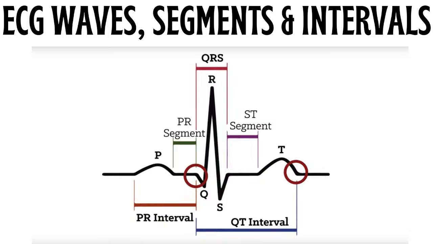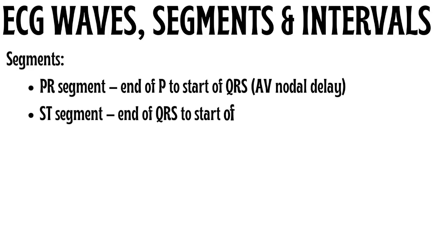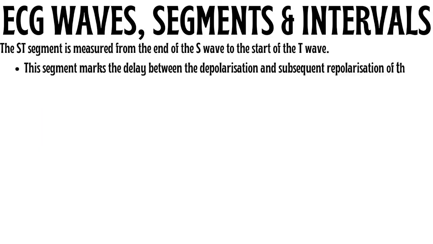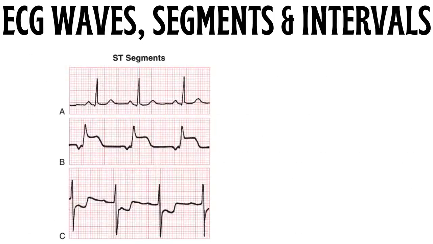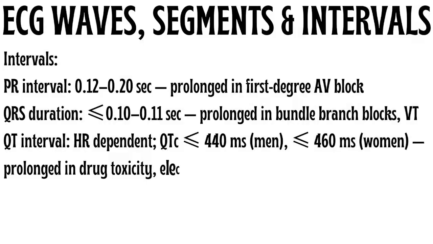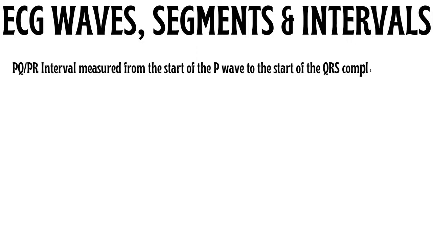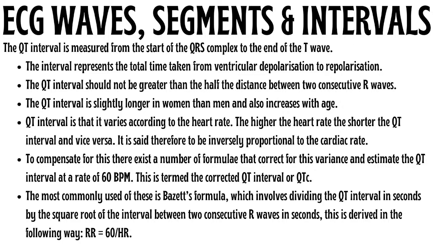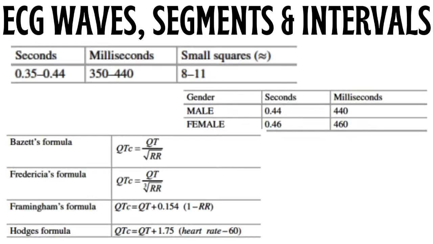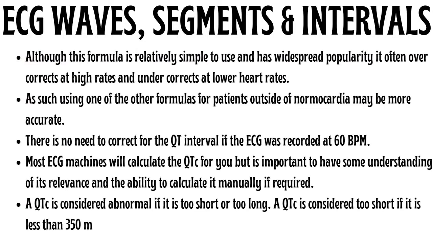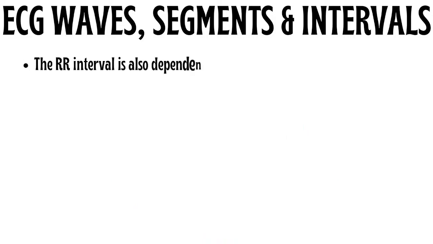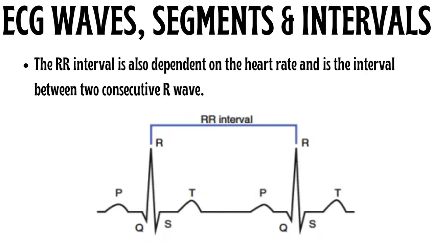Key measurements include the PR segment, from the end of the P wave to the start of the QRS complex, reflecting AV nodal conduction delay. The ST segment is from the end of the QRS to the beginning of the T wave. The PR interval is normally between 0.12 and 0.20 seconds. The QRS duration is less than or equal to 0.10 to 0.11 seconds. The QT interval, corrected for heart rate, is typically less than 440 milliseconds in men and 460 milliseconds in women.